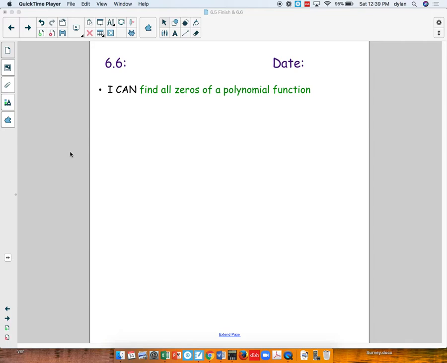So take a moment to set up your note sheet with the section, the date, and the I can statement, and then resume the video.